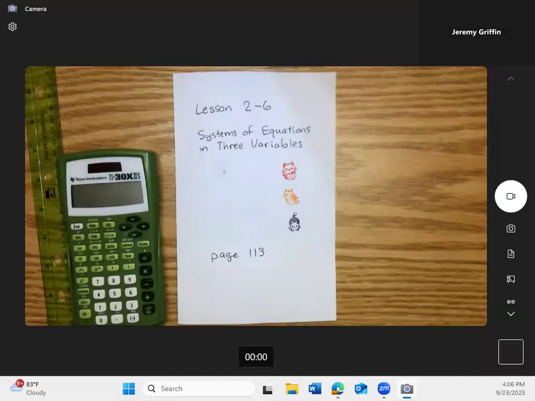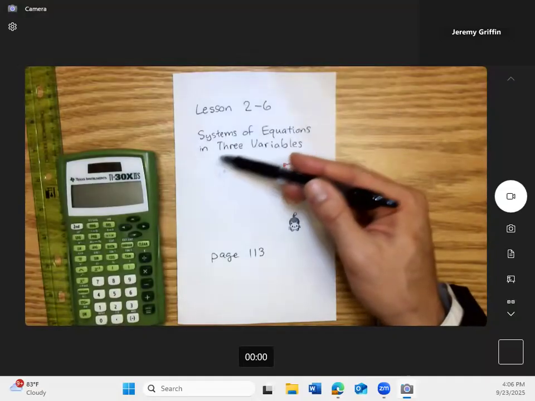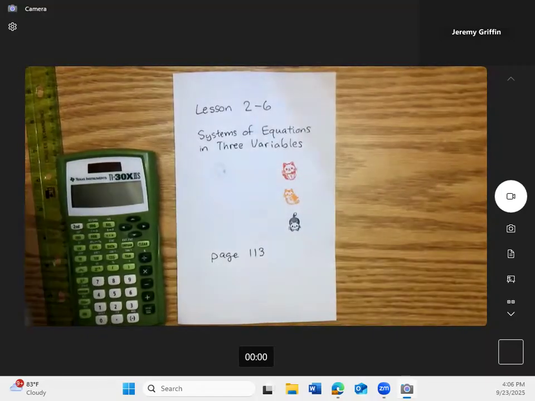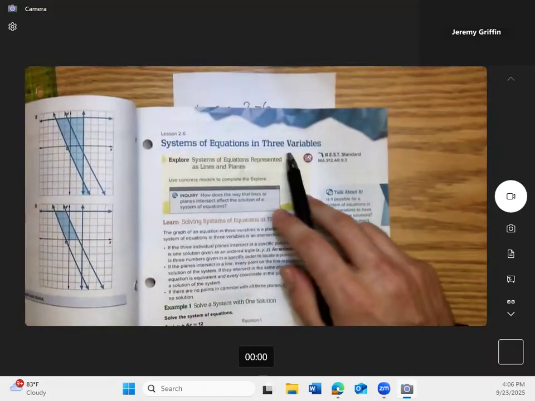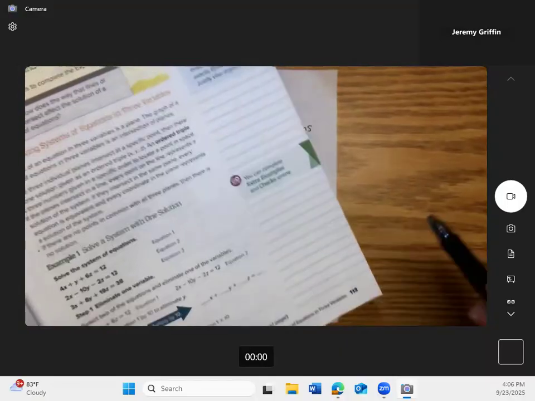Lesson 2-6, systems of equations in three variables. Page 113. Systems of equations in three variables, page 113.